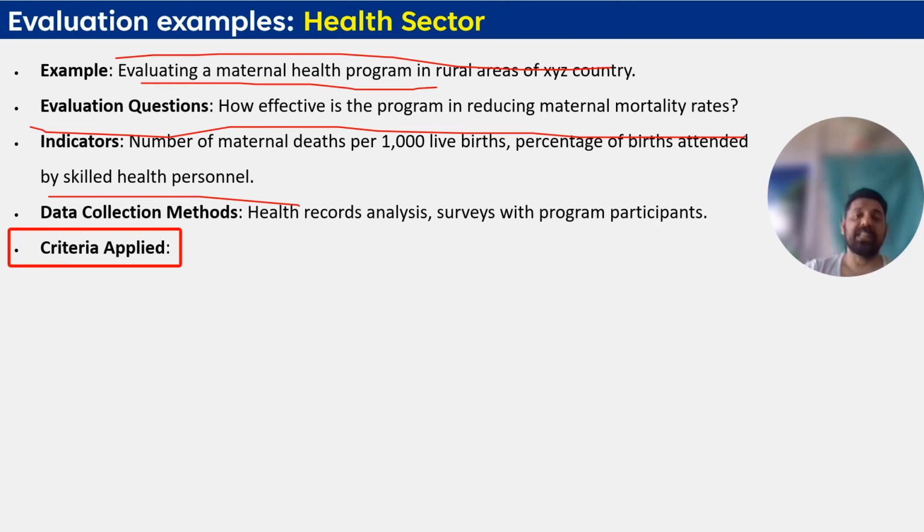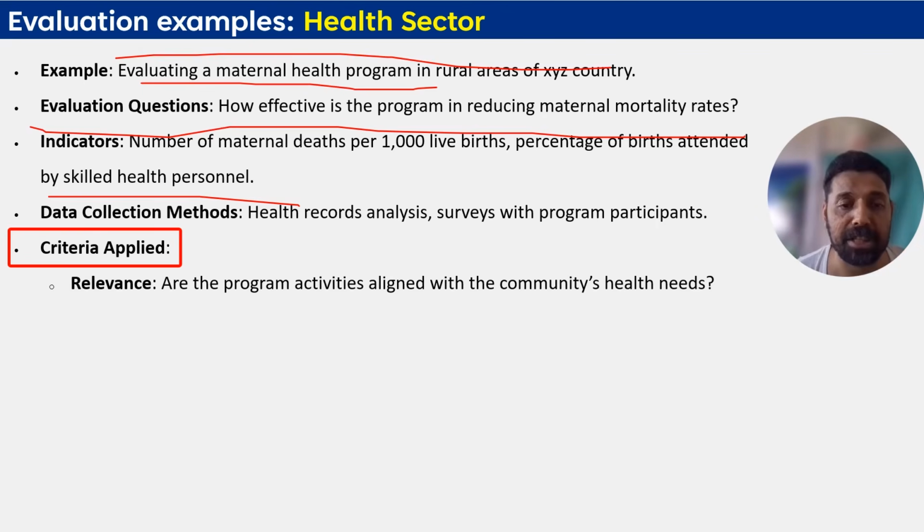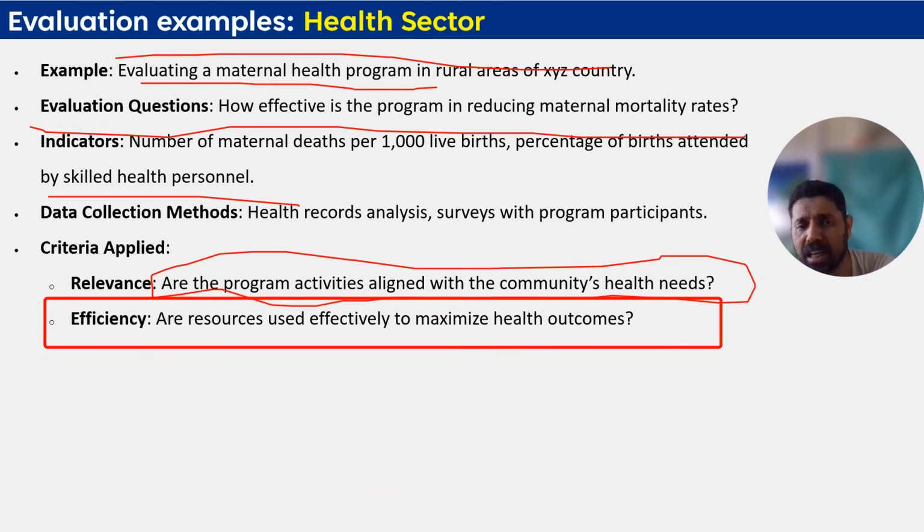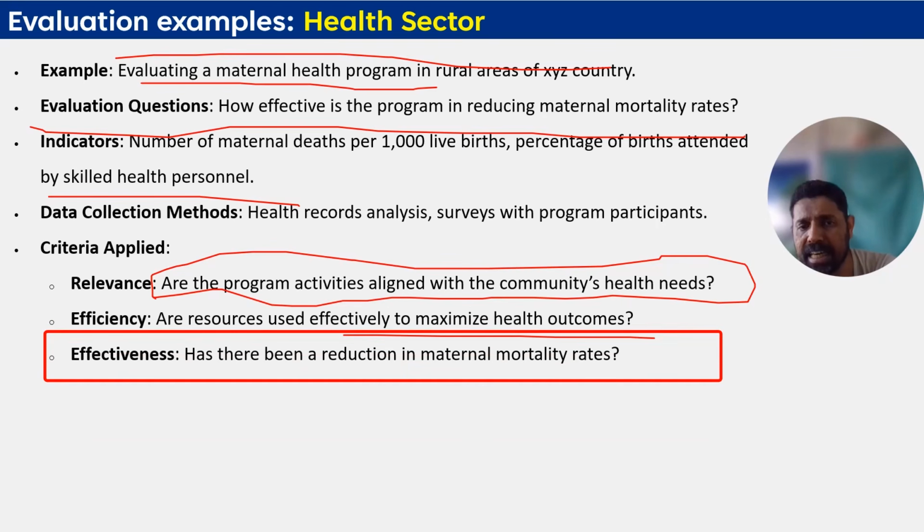Now criteria. The criteria that you will need to apply. The first one, relevance. Are the program activities aligned with the community's health needs? Your program is a maternal health program. Whether actually in that rural area mothers are dying while giving birth or not, you can evaluate through this type of question. Efficiency: are resources used effectively to maximize health outcomes? Effectiveness: has there been a reduction in maternal mortality rate?